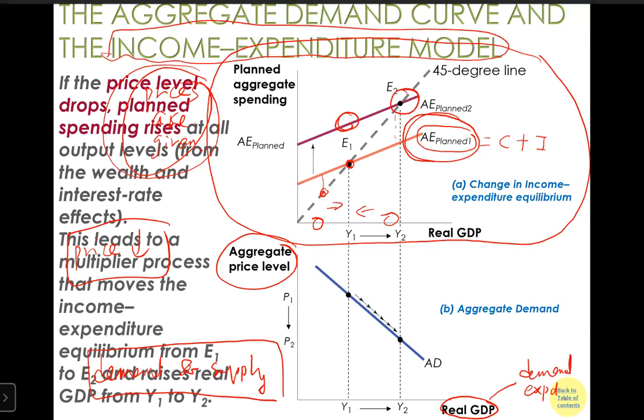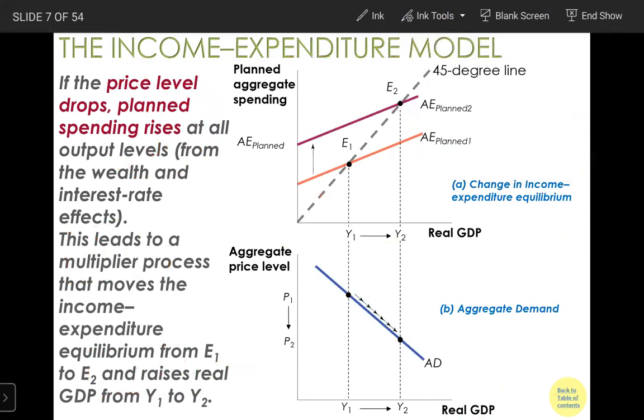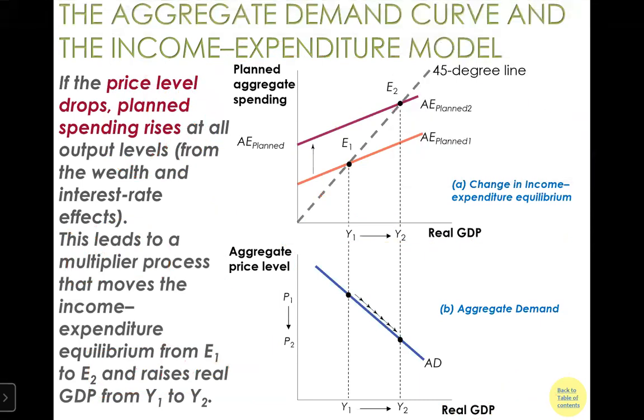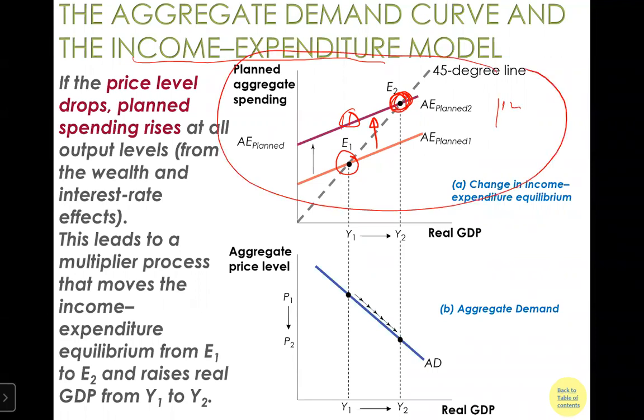So let me erase everything so it's easier to see. We start from here. Now we have a lower price, so this line is going to move up to this line. Now we end up with a new income expenditure equilibrium. In this diagram, there's no place for price, so we just look at how this line is going to respond to price.